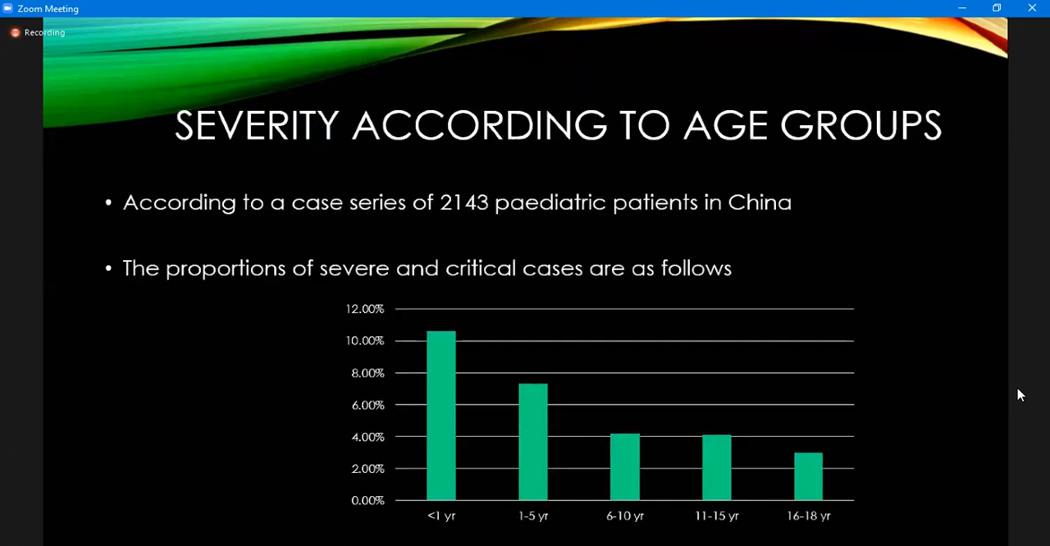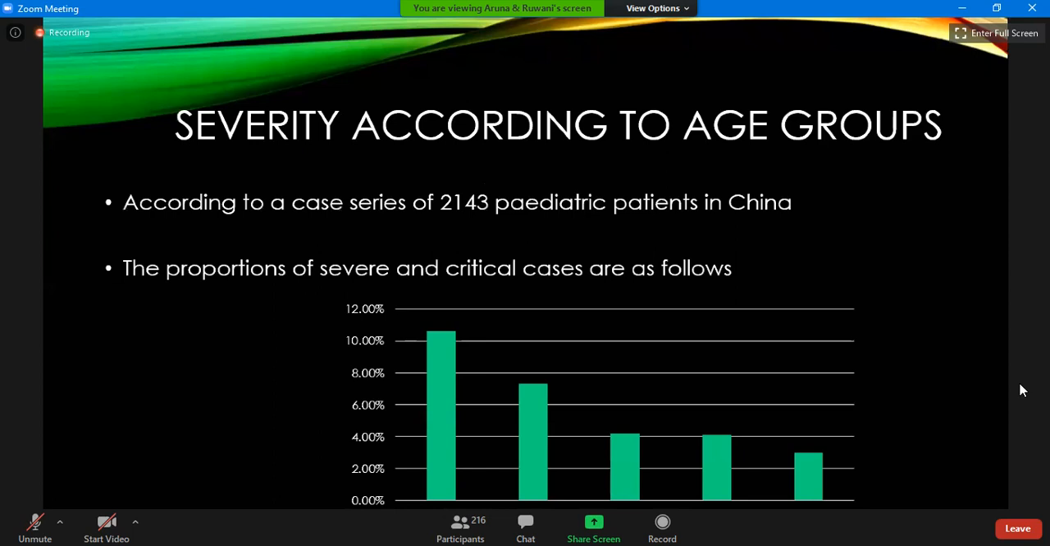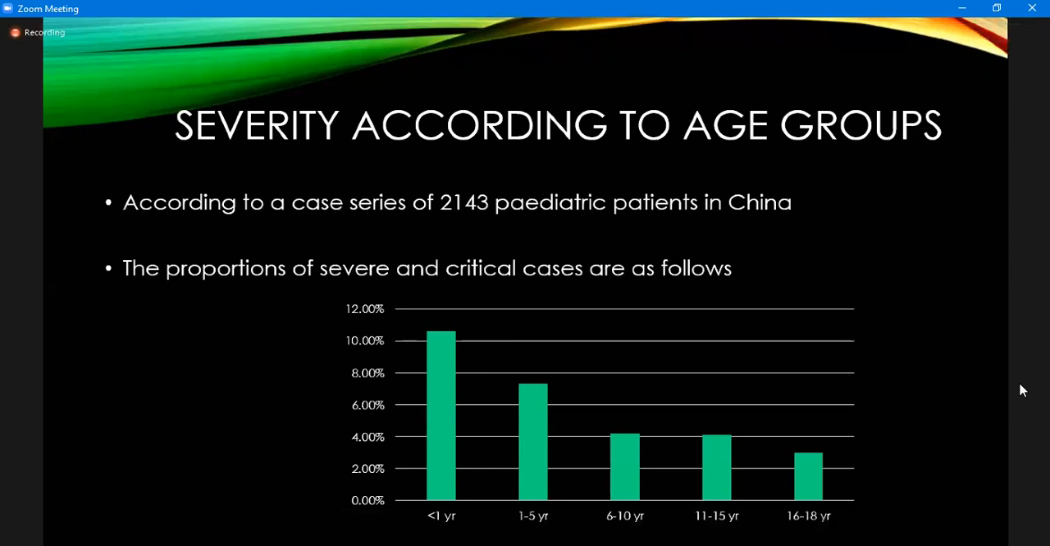According to the ages, only a few studies have been done. According to a case series of 2,143 patients in China, this graph shows the percentage of severe and critical cases. And you can see that the highest number of severe and critical cases in our pediatric population is mainly in the less than 1 year group.